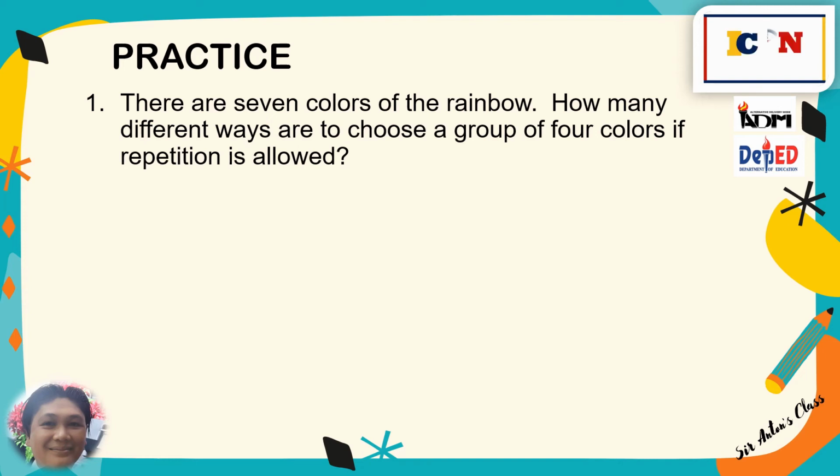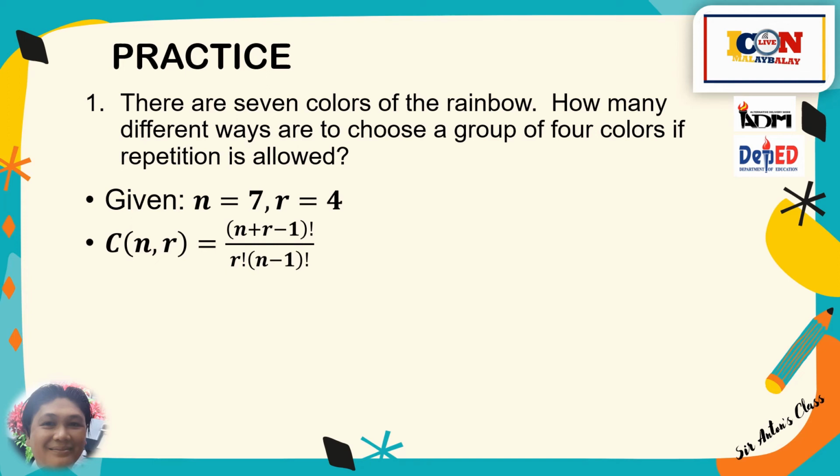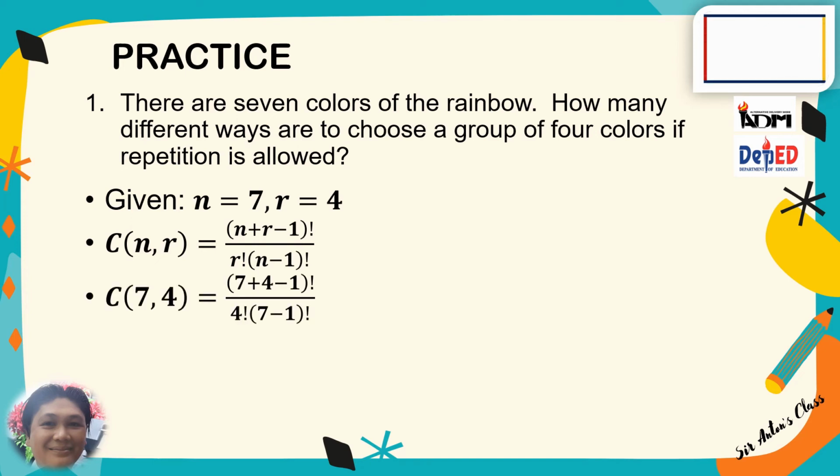Okay, so we have the given. Our total number of objects, 7. Our condition for the combination is 4. So we have this formula. Substitute the combination of 7 objects taken 4 at a time. We have a dividend, the quantity of 7 plus 4 minus 1 factorial. And our divisor, 4 factorial times the quantity of 7 minus 1 factorial.